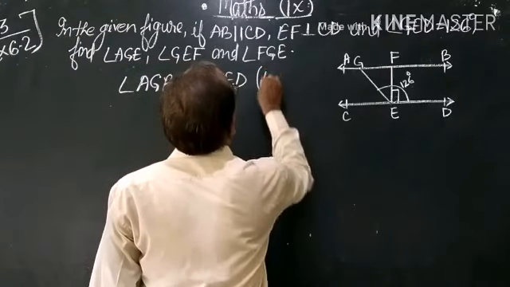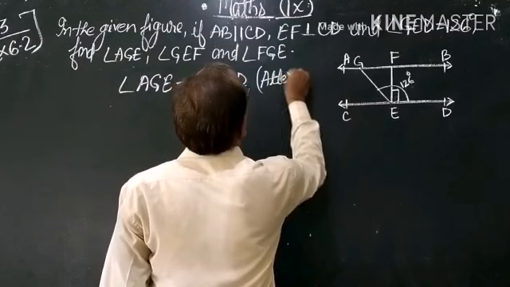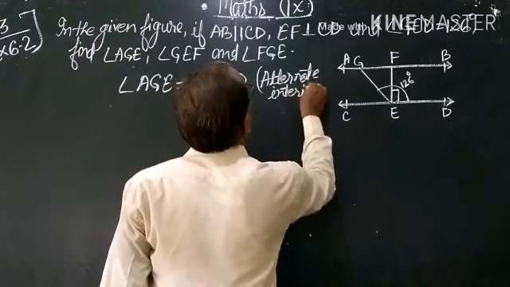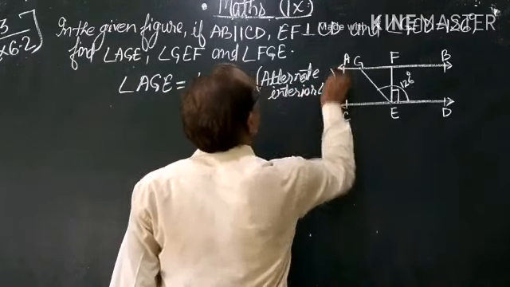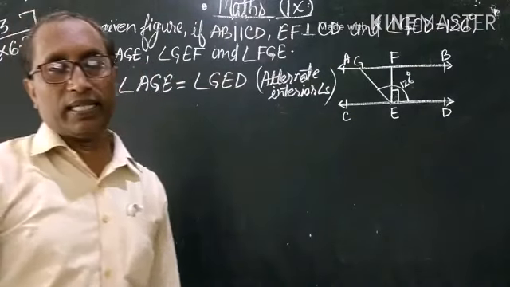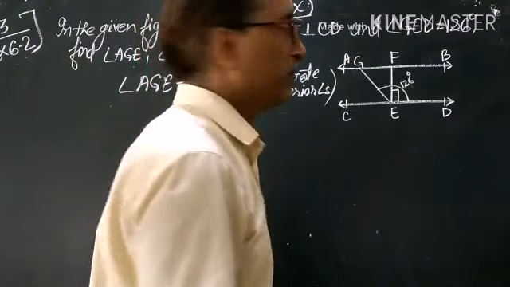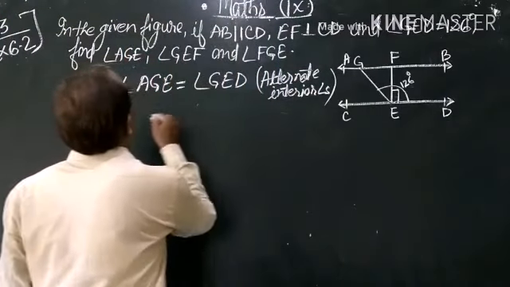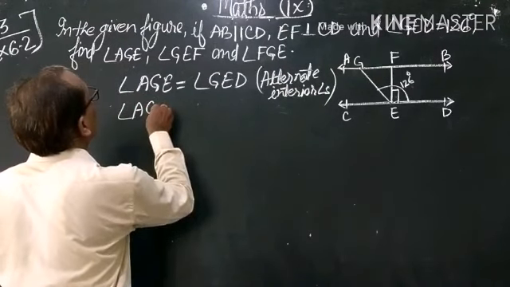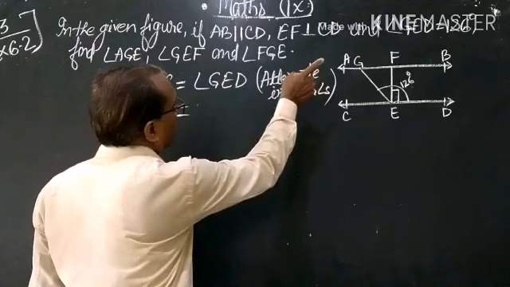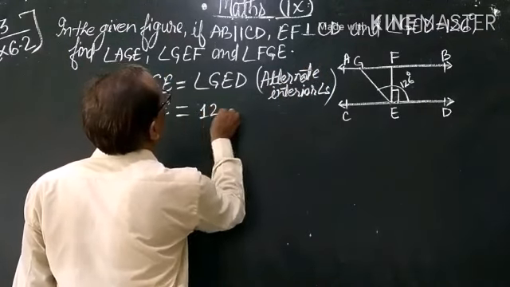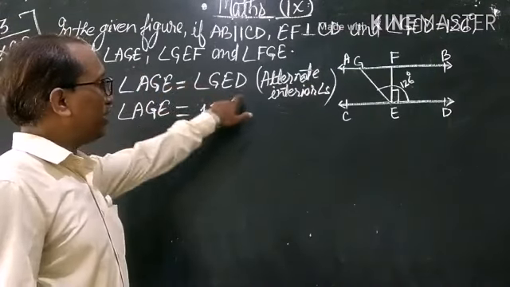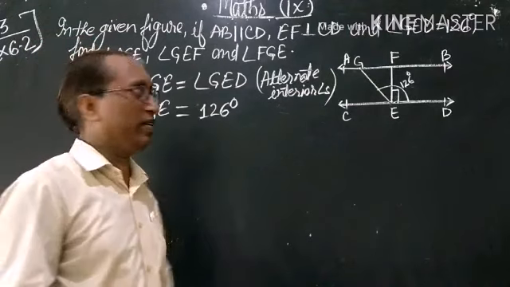In the bracket, by the property alternate interior angle. Alternate interior angles are equal. Therefore, angle AGE is equal to 126 degrees because angle GED is equal to 126 degrees.